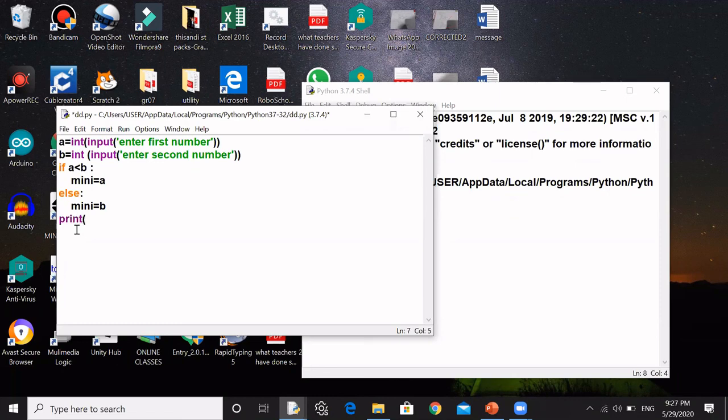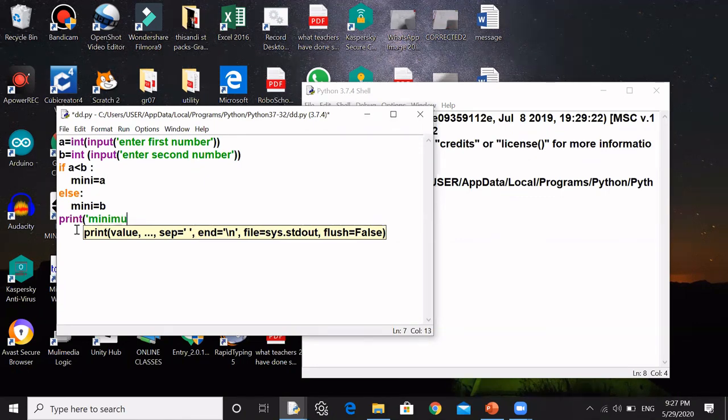print 'minimum value is', right? So this is very important, comma, mini, right?